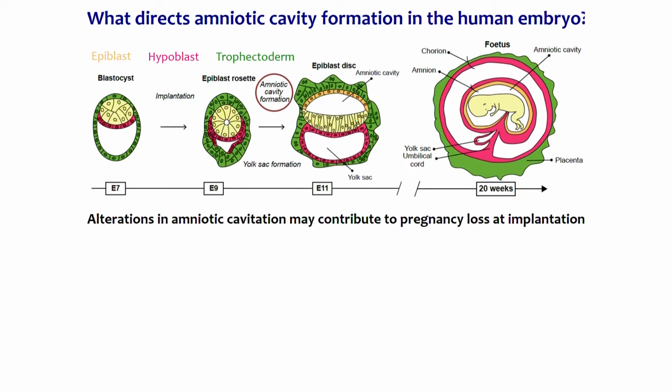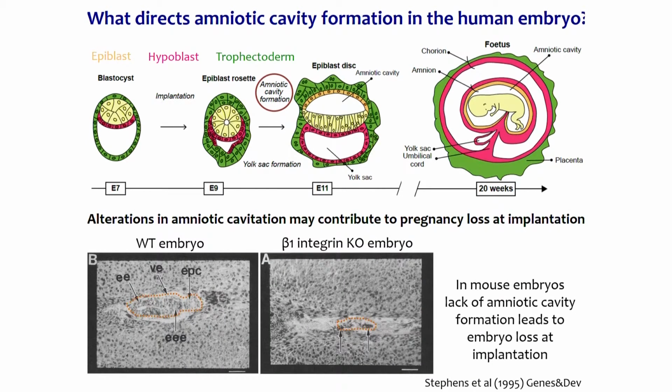So we thought, thinking about embryonic morphogenesis, as I already mentioned, the first thing that these embryonic cells have to do when the embryo implants is to become epithelial and form this cavity, the amniotic cavity. So the hypothesis would be that alterations in amniotic cavitation could contribute to pregnancy loss at implantation. And actually, we know from studies in the mouse embryo that that could be the case. So if we use knockout embryos where the amniotic cavity is not formed, the embryos cannot progress with development, and then they are lost at the time of implantation.